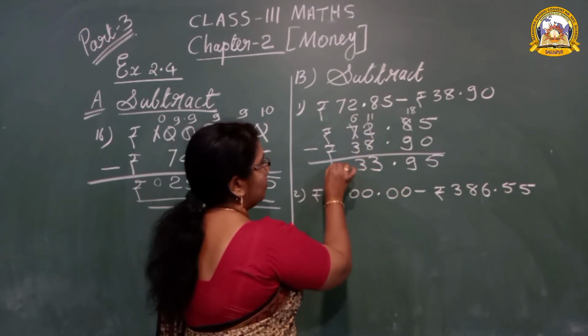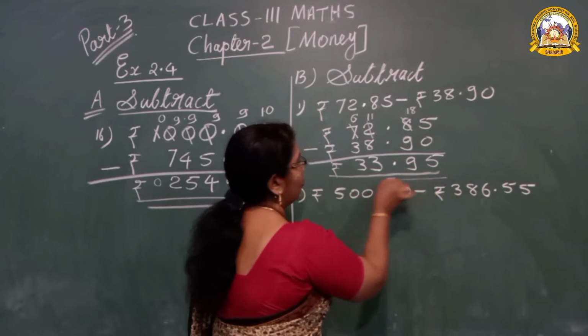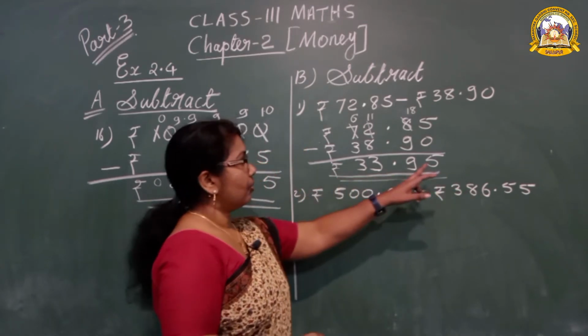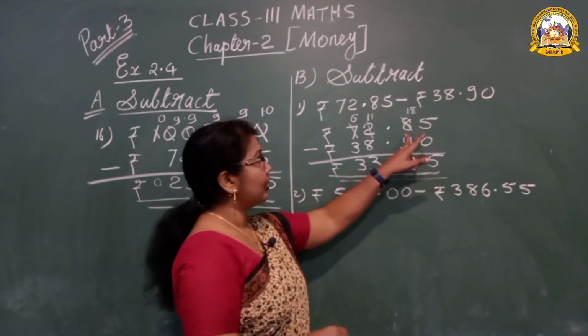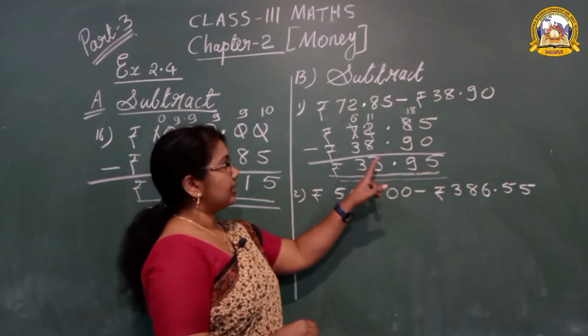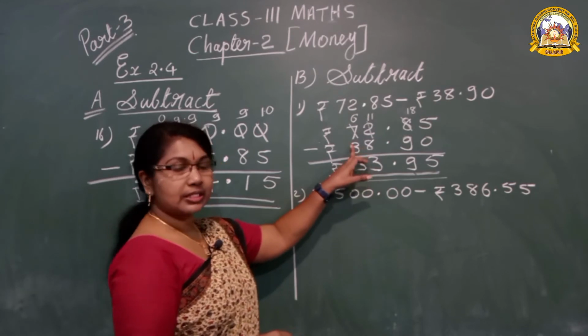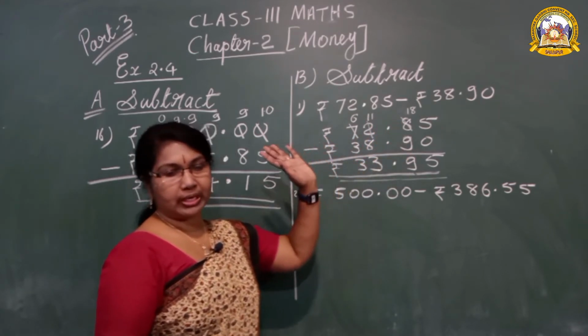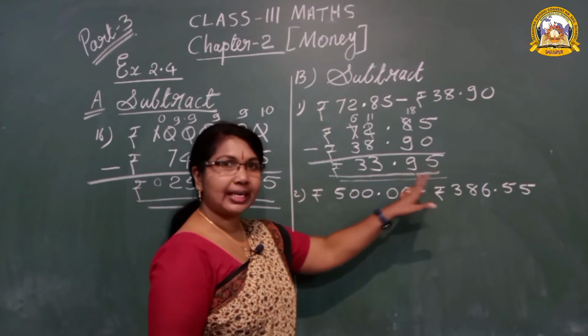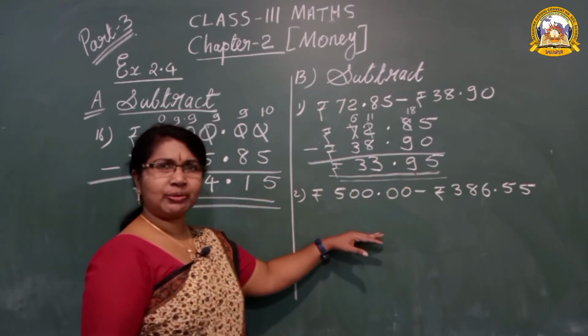You should write the symbol of rupees. Now you have to check it. 5, 9 plus 9, 18. Carry 1. 3 plus 1, 4 plus 8, 12. Carry 1. 3 plus 3, 6 plus 1, 7. What is our answer? 33.95. I will show you one more question.